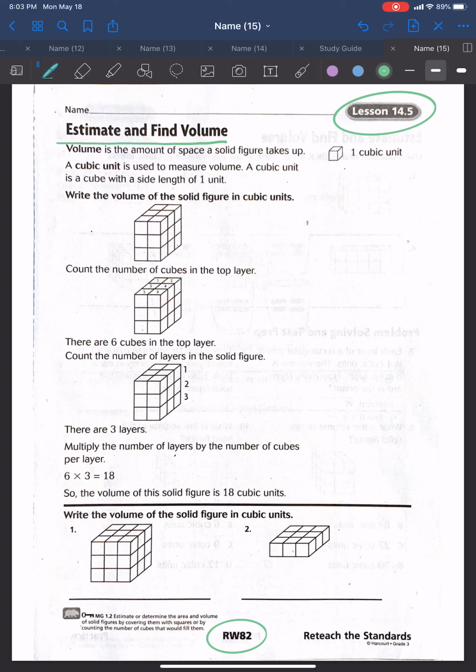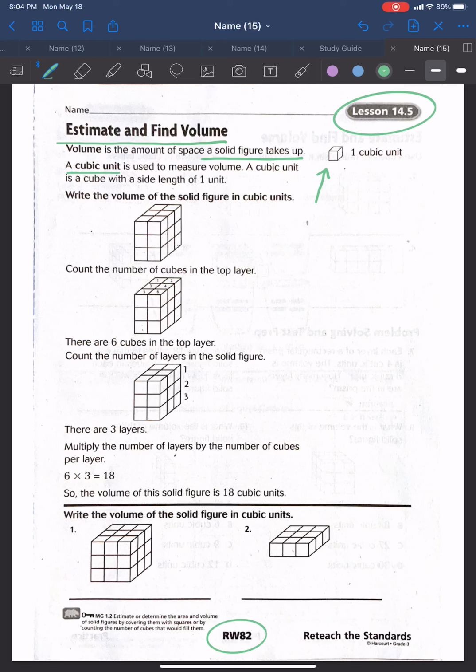Now remember, volume is the amount of space that a solid figure takes up. And for our lessons, we are measuring in a cubic unit. This is 1 cubic unit. A cubic unit is a cube with the length of 1 unit. So it's 1 by 1 by 1.